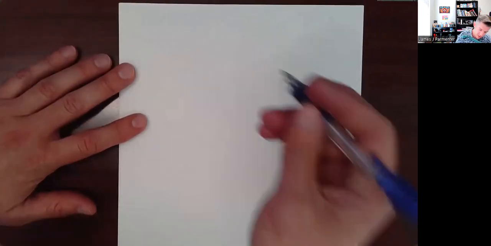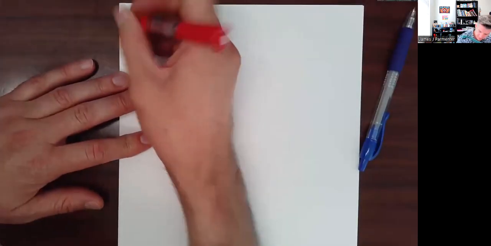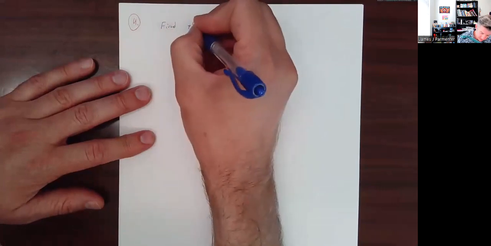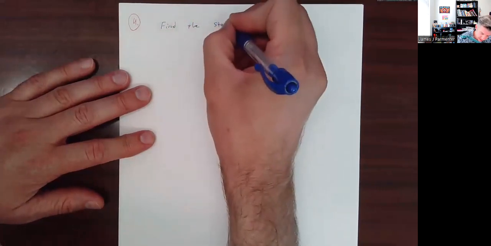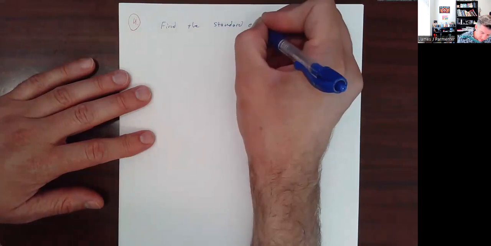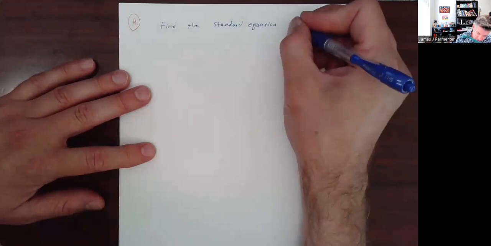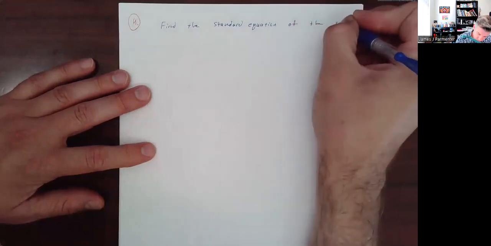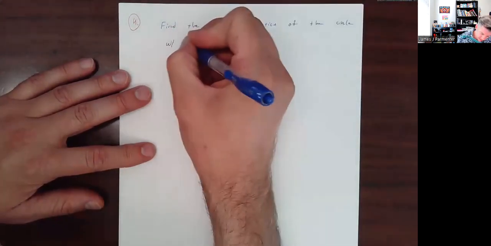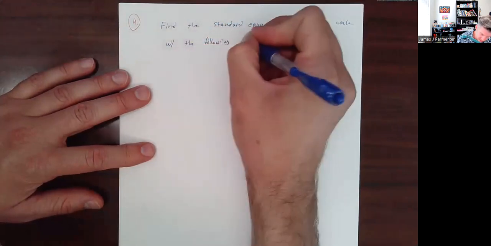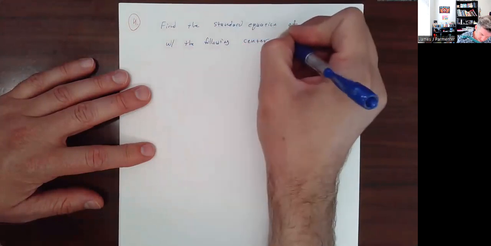So let's start off with something. This is page 4. We want to find the standard equation, and I am emphasizing the standard because there are other ways of writing the equation of the circle, which we'll talk about in class. Find the standard equation of the circle with the following center and radius.